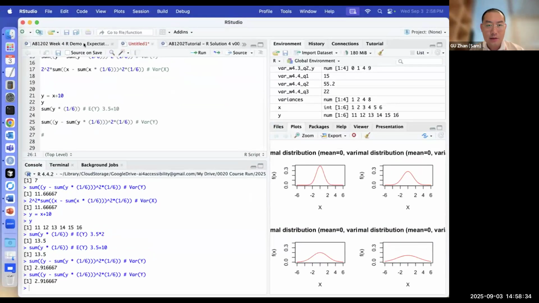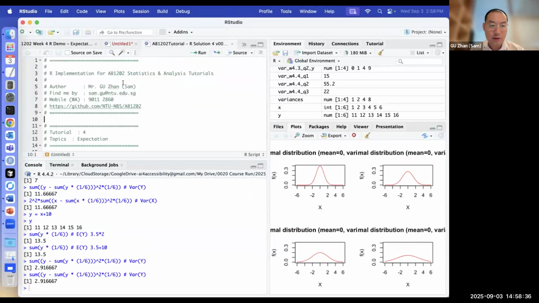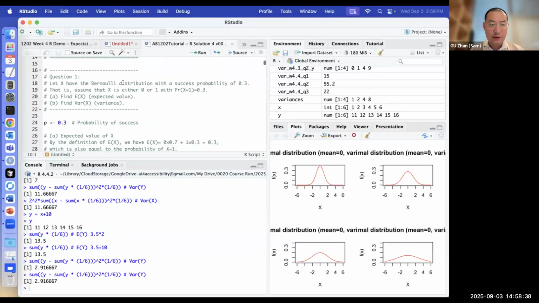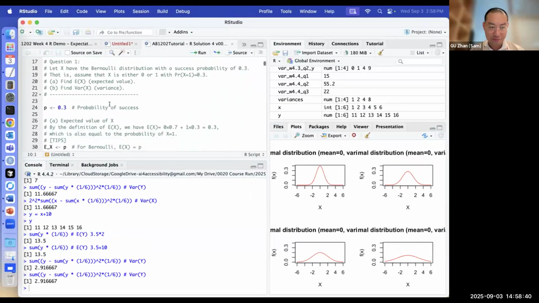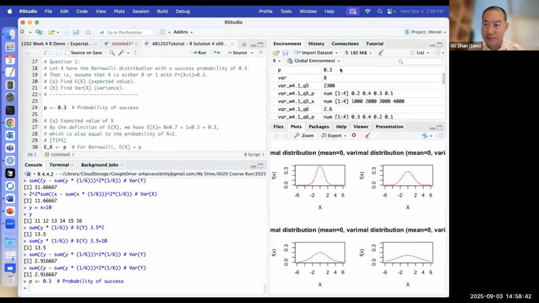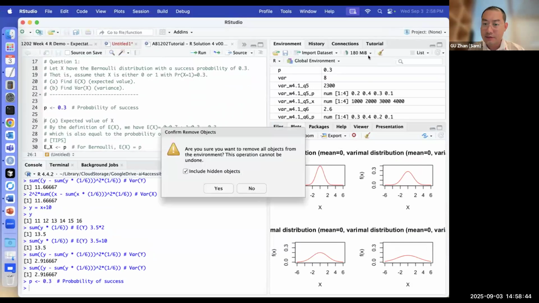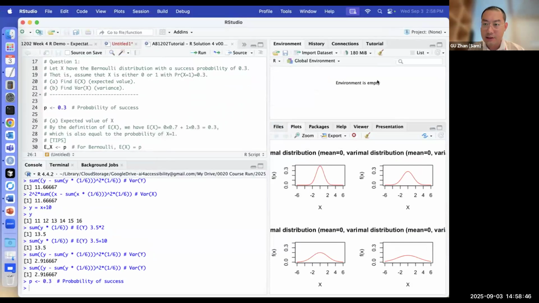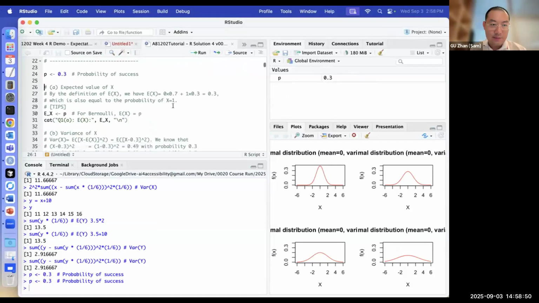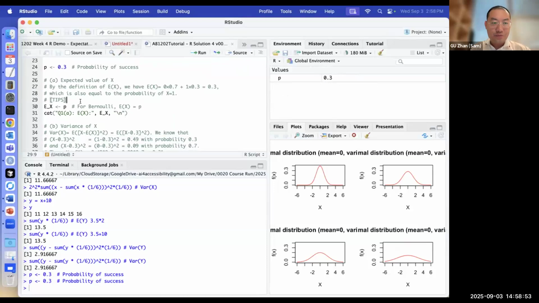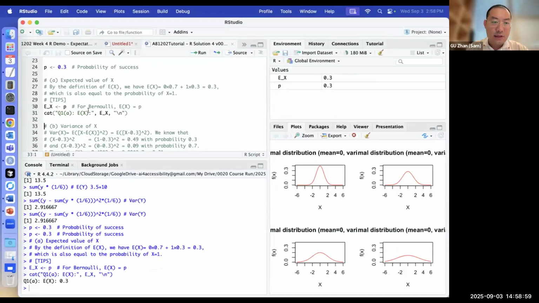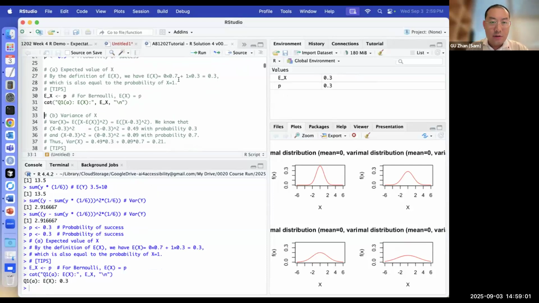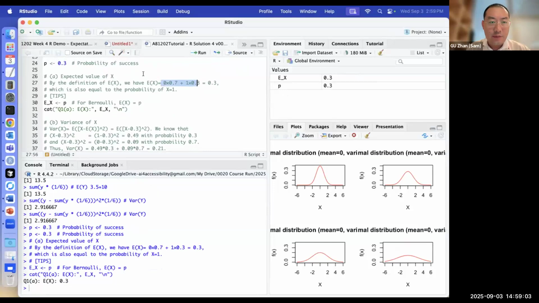Okay, let's open this tutorial solution. Expectation, question 1. Find the expected value. P equal to 0.3. Let me clear this variable place. Okay, let's clear it. So probability 0.3. Expected value of X equals P. So this is quite straightforward. This is the formula here.